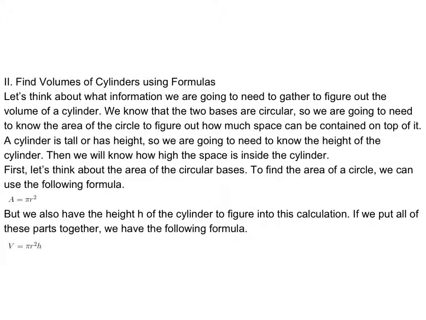To find the area of a circle, we can use the following formula: A is equal to pi r squared. We talked about that back in 6.2. But we also have the height of the cylinder to figure into this calculation. So if we put all of those parts together, we have the following formula for the volume. It's pi r squared h. So we take pi, which we'll use as 3.14, times our radius squared. Remember, squaring means we multiply it by itself, times our height. So we're going to multiply all those parts together.